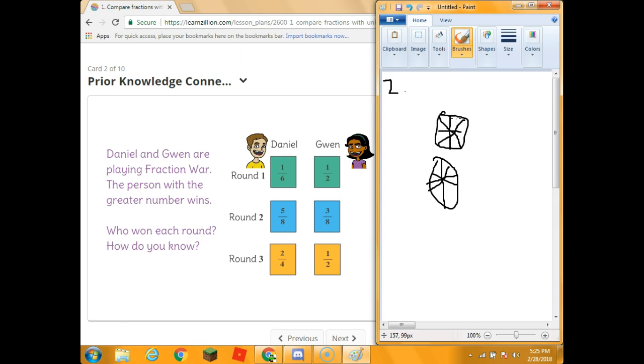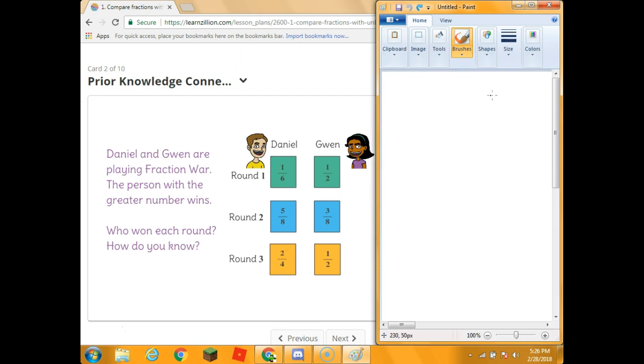And so 1, 2, 3, 4, 5. Imagine if you got that much of the pizza. And imagine if you got 1, 2, 3 of the pizza. If you were really hungry, which one would you choose? You would choose this one because you would have more pizza. So the person with the greatest number wins. So Daniel won this round. So we're on to the final round of the fraction war.